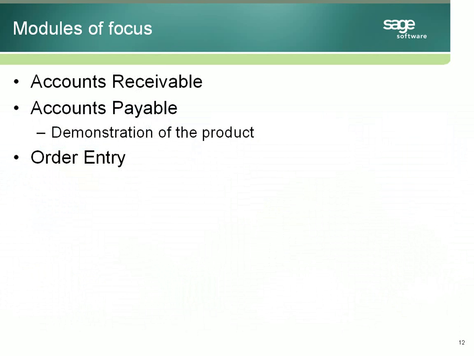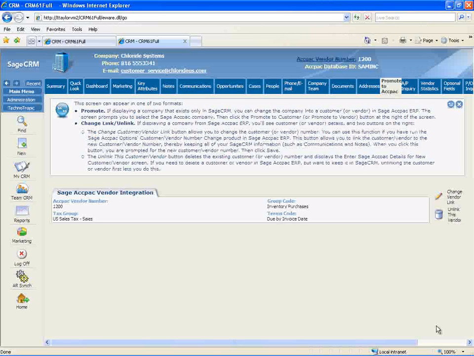Let's now look at a demonstration of the product. Now within Sage CRM, let's take a look at a vendor, Chloride Systems. We can see at the top we have their phone number, their email, their vendor number, and that we're on the Promote to Accpac tab.